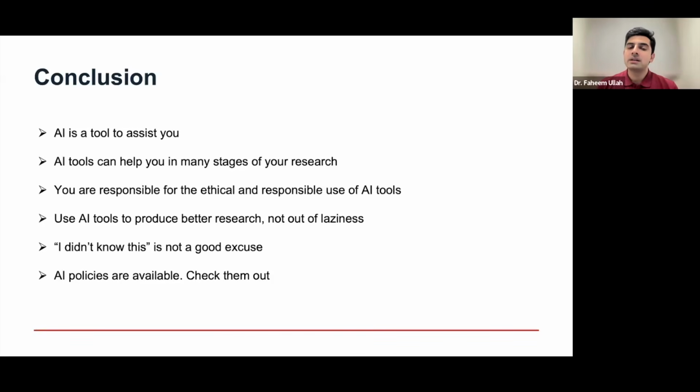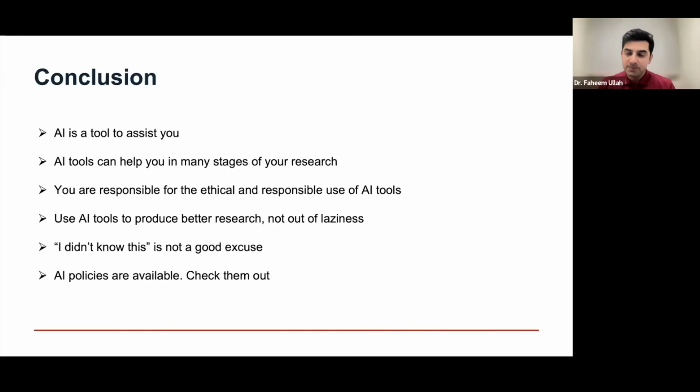When such a thing happens, we cannot say that I didn't know, right? As I mentioned, it's much better to look at the rules and regulations or the AI policy of the university and the AI policy of the journal. That would help you understand what is allowed and what is not allowed as far as AI tools use is concerned. And lastly, the policies are available. You can check them out.